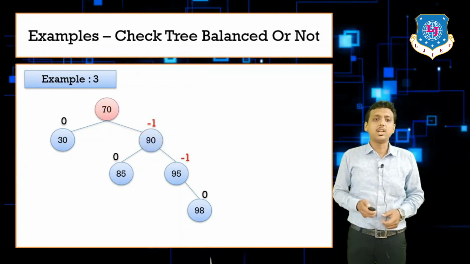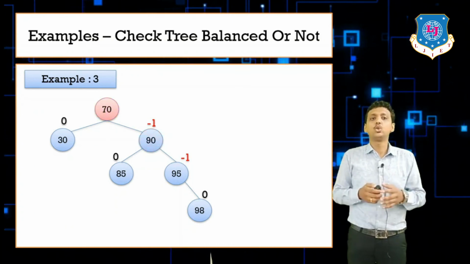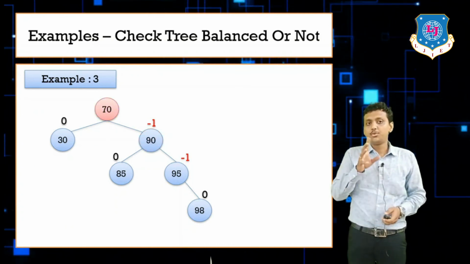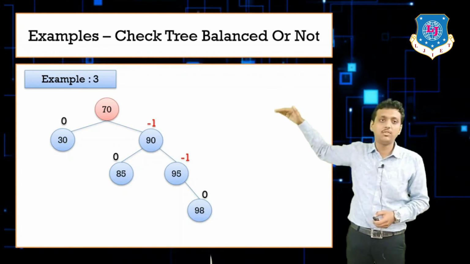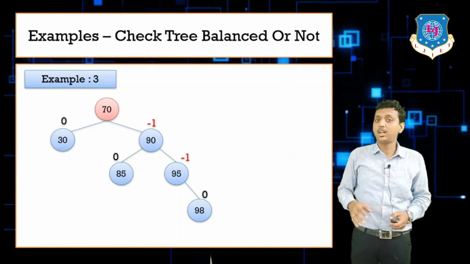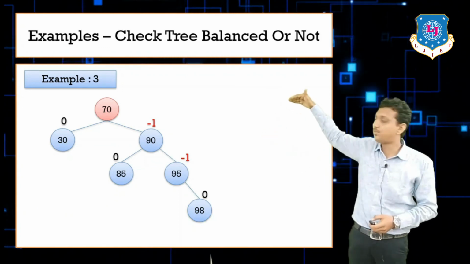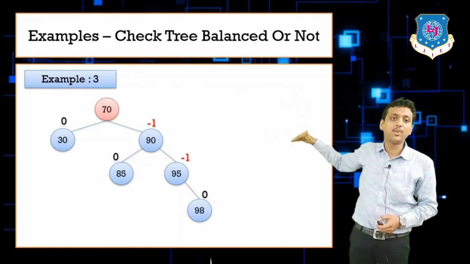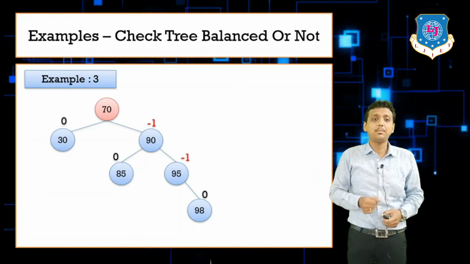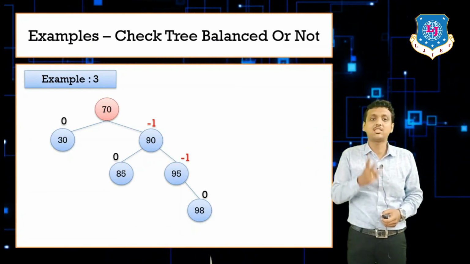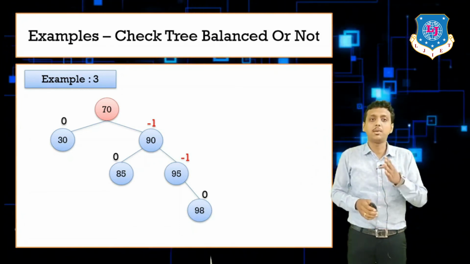Now next we have the root node 70. For the root node 70, students, in the left subtree we have only one level of height. On the right subtree, see how many levels are there? One for 90, second for 85 and 95, and third for 98. So the right subtree contains three levels. That's why the height of the right subtree becomes 3.